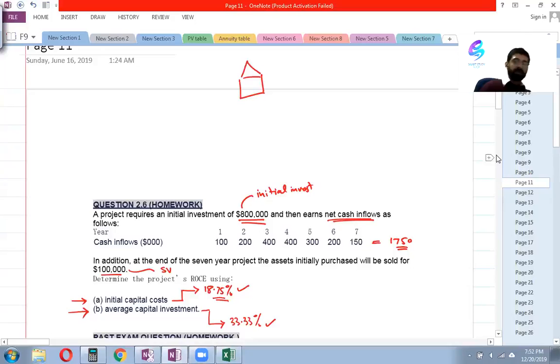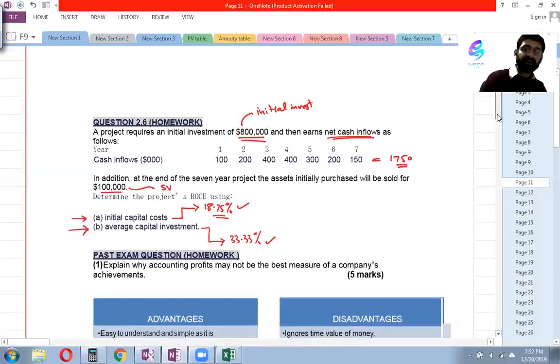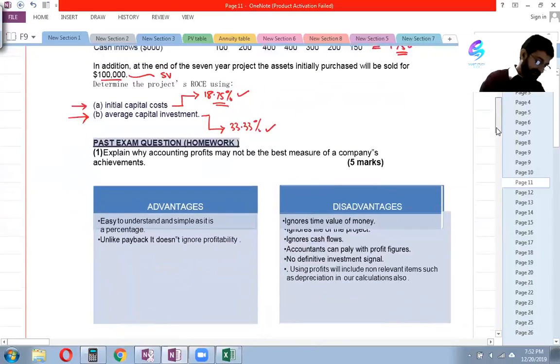Now, what is different between payback period and ARR? Payback was used for calculating risk, right? And ARR is used to calculate the profitability, right? So it's basically focusing on return, and payback period was focusing on risk, right? The problem with the accounting rate of return is that it is based on profits. And of course, profits have a lot of problems, right?